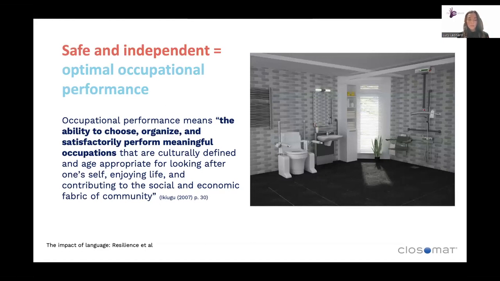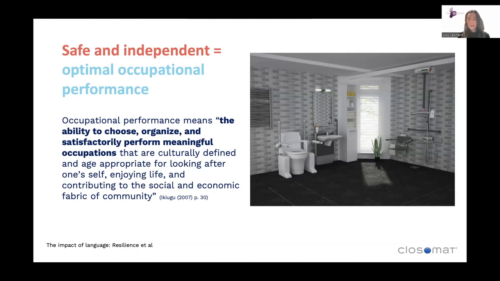So I think if we can get away from using safe and independent, and again, this is just an opinion of mine, this isn't a fact, but looking at the word safe and how we're on a little bit of dodgy ground if we use that word, and also the word independence, can we swap that for more occupation-focused language, such as using optimal occupational performance? Because occupational performance means that ability to choose, organise, and perform meaningful occupations. And I think that fits a lot better with the work that we do with people.